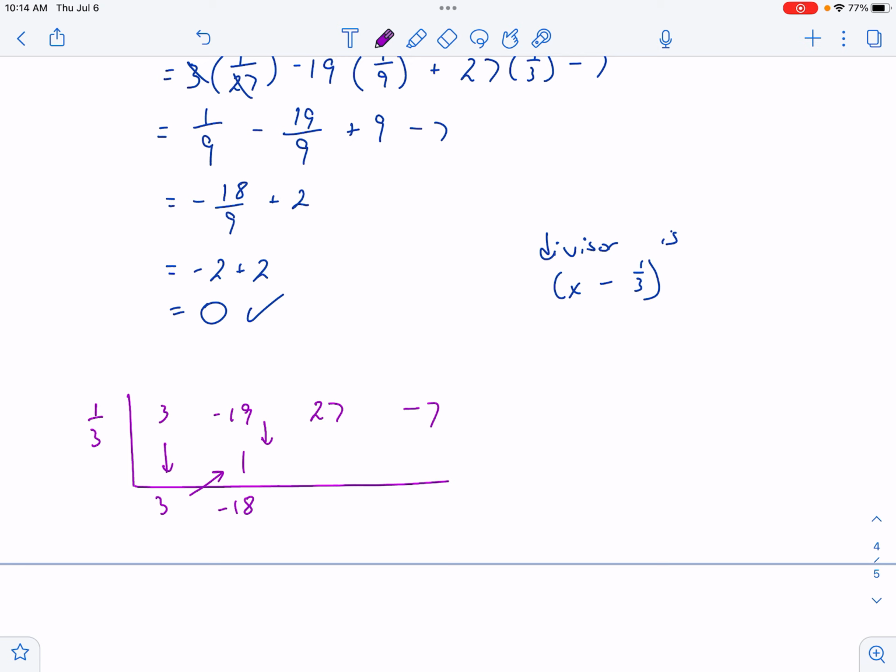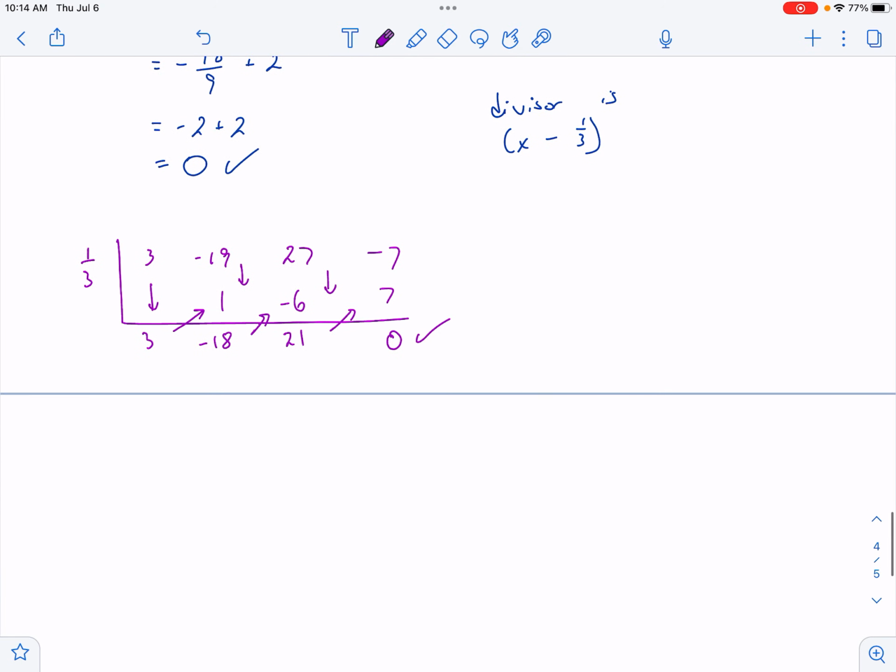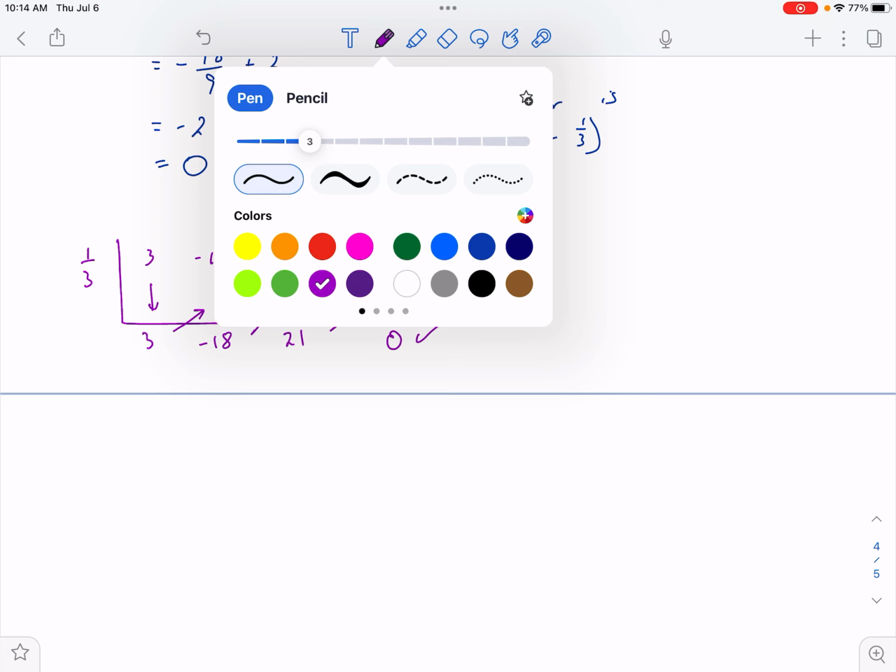Negative 18. Multiply across. Negative 18 times a third is negative 6. Add down. 27 plus negative 6 is 21. Multiply across. 21 times a third is 7. Oh, look, negative 7 plus 7 is 0. Yay! Okay, so we know now we can write this in factored form.